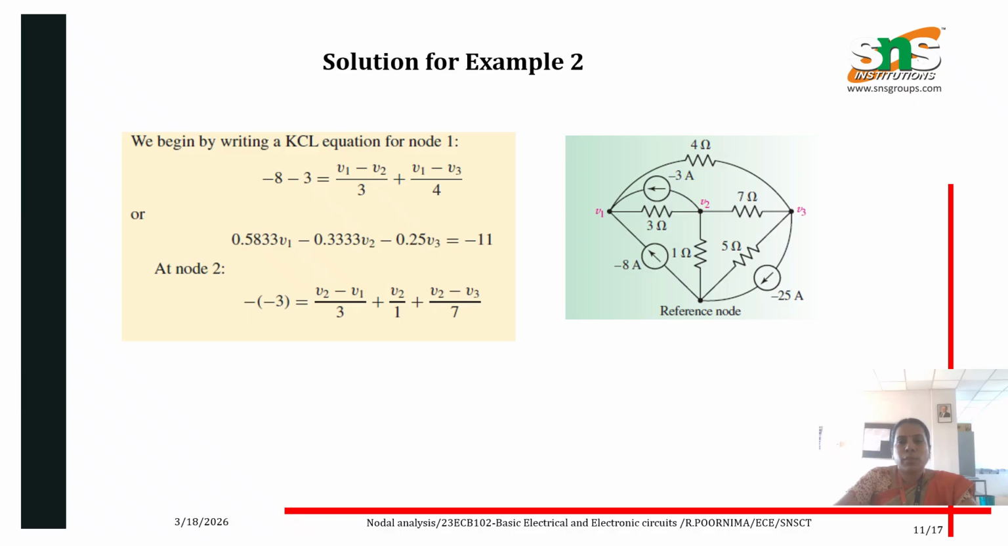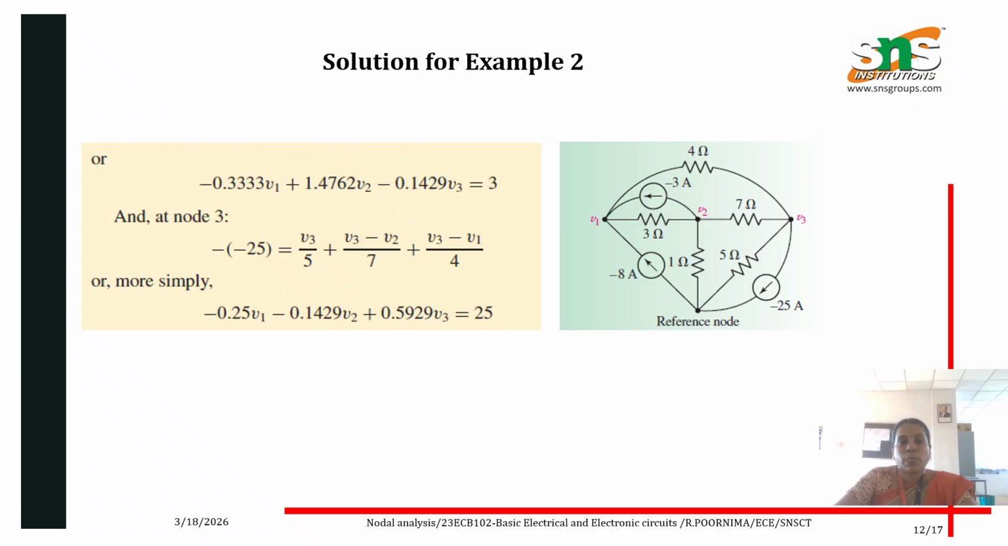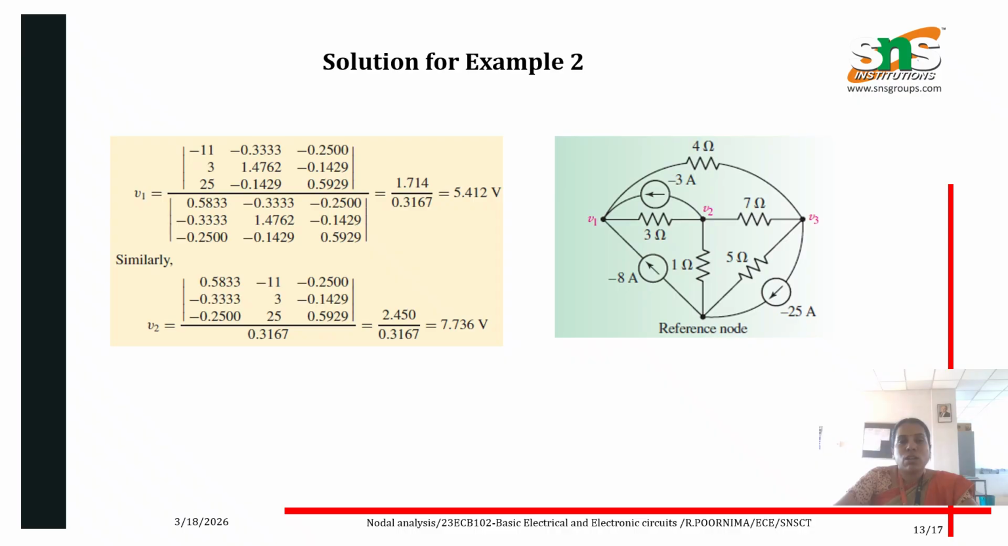For node 2, there is a current of minus 3 ampere. It is in a direction opposite to the one we considered, so it becomes minus of minus 3, and for the remaining branches the KCL is written. When solving these three equations, we obtain V1 and V2.